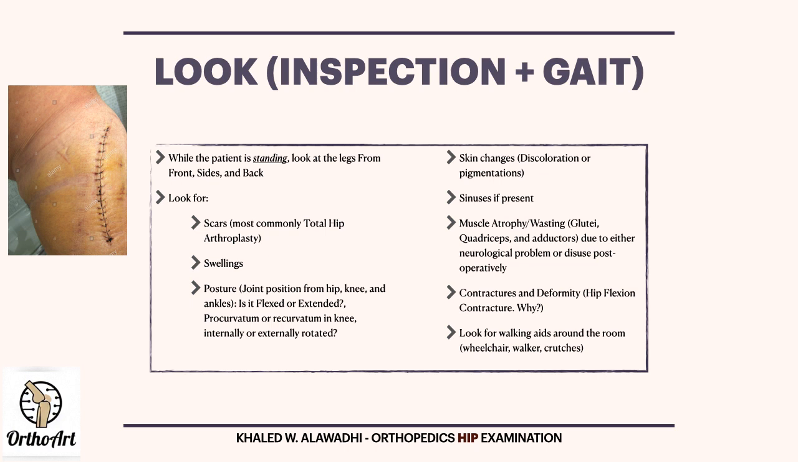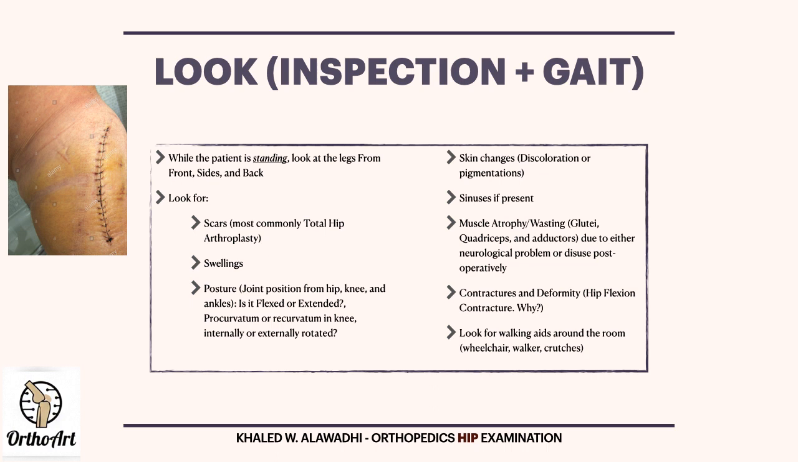Swelling in the hip joints is difficult to see because of the bulk of the muscle, but always check for swellings. Then the posture. As the patient is standing, always check the joint position from the hip, knee, and ankles. What do I mean exactly? When you look at the hip from the front, is the hip flexed, extended, adducted, abducted, externally rotated, internally rotated? The knee, is it genu recurvatum or genu curvatum? Is it internally or externally rotated? And the foot, is it in-toeing or out-toeing? Further examples are mentioned in the booklet, so refer to the booklet to read more examples.